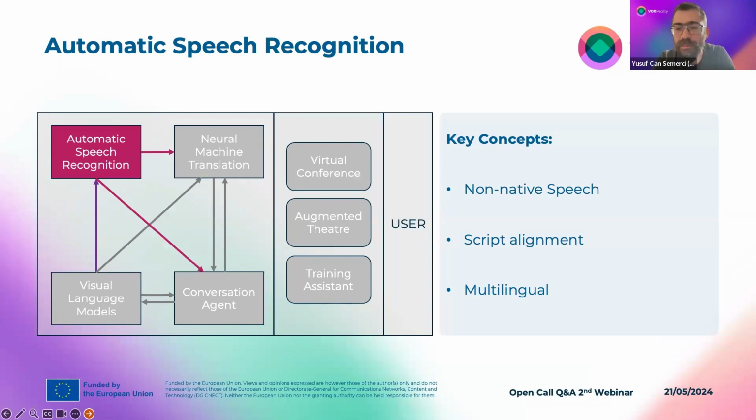The next slide, please. So the first one is automatic speech recognition. Here we are providing a multilingual model that is robust against non-native speech. And it has connections between visual language models, machine translation models and conversation agents, in a sense that we are using context from visual language models. We are providing the transcriptions as an input for machine translation, and also the transcriptions as user prompts for conversation agents. And we also have a small model that performs script alignment for scripted cases such as theaters.